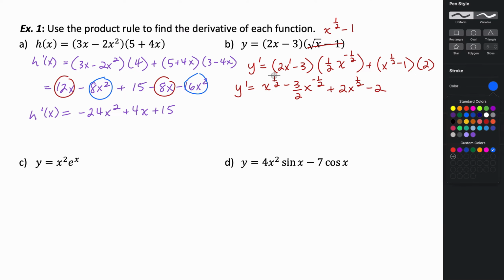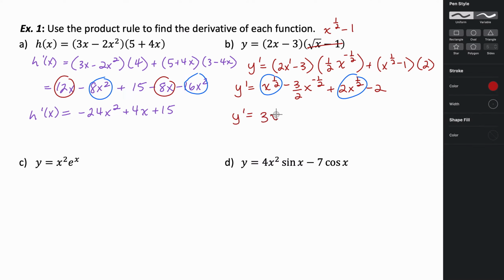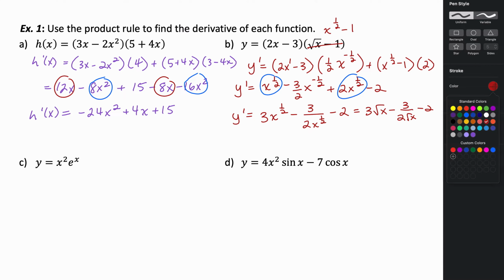Now in this, we have some like terms here that we can combine. And that gives us 3x to the 1/2. So y prime is 3x to the 1/2 minus, and then this negative exponent can move to the denominator. So 3 over 2 times x to the 1/2, and then minus 2. And if we felt so inclined, we could make these x to the 1/2 into radicals. So we get 3 rad x minus 3 over 2 rad x minus 2. And that would be the second one.